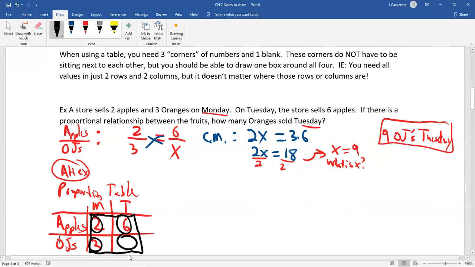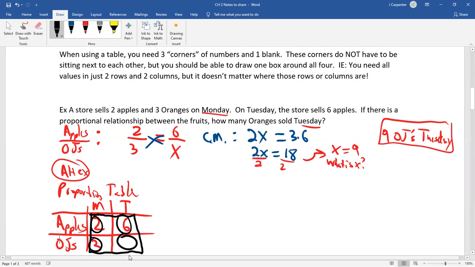Now you might say, well, obviously they're corners because of this scenario. It'll be a little more complicated next example. So 3 of these are numbers, 1's a blank. We can make a proportion out of this. Now here is the beauty of proportions. You can set these up 8, arguably 16 different ways and still get the same answer.